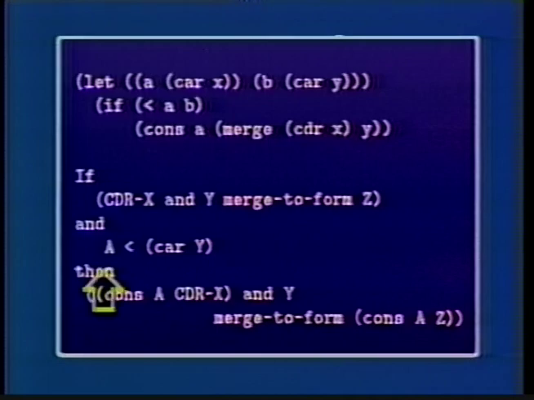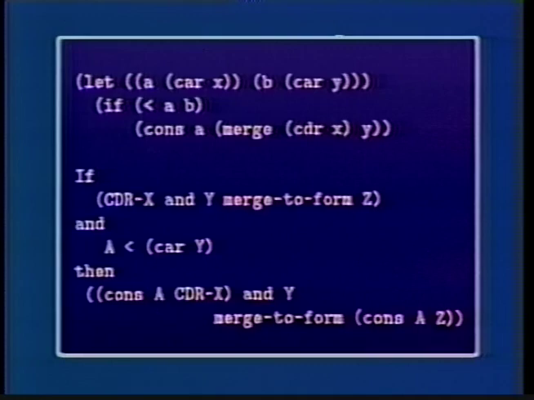and you know that A is less than the first thing in Y, then you know that if you put A onto the cdr of X, then that result and Y merge to form A onto Z. And what that is, that's the underlying piece of logic. I haven't written it as a program. I wrote it as sort of deduction that's underneath this particular clause that says we can use the recursion there.